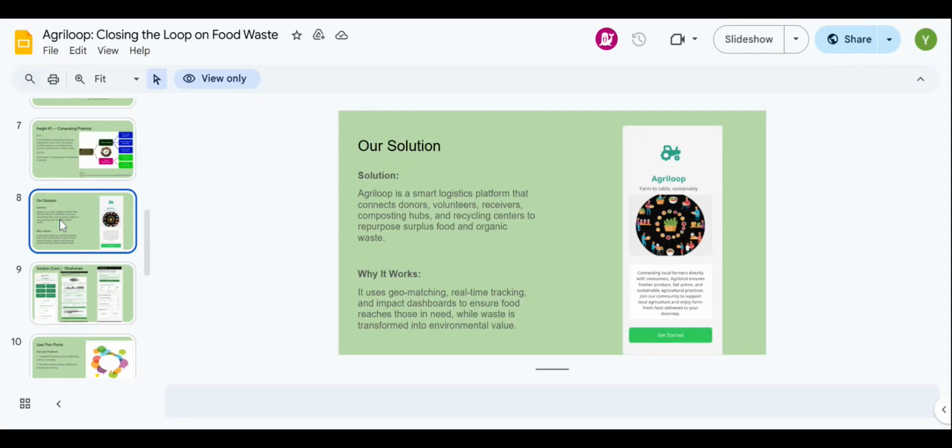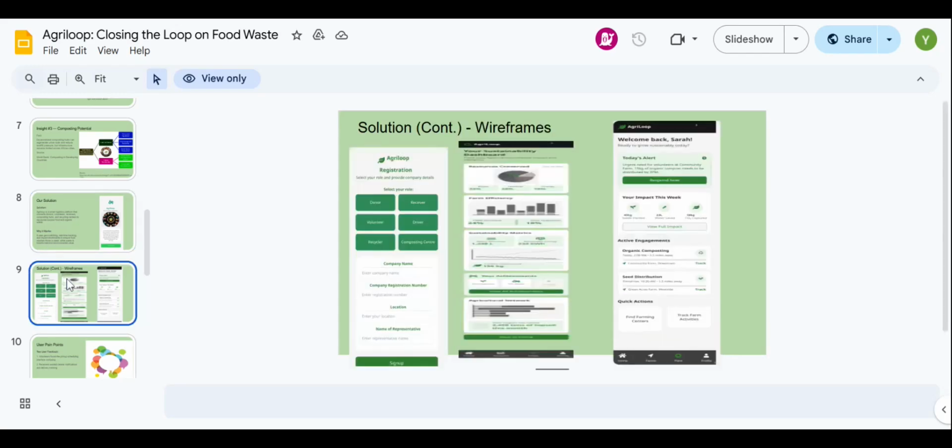This is where our application comes in, which uses matching, real-time tracking, and impact dashboards to ensure food reaches those in need, while waste is transformed into environmental value.